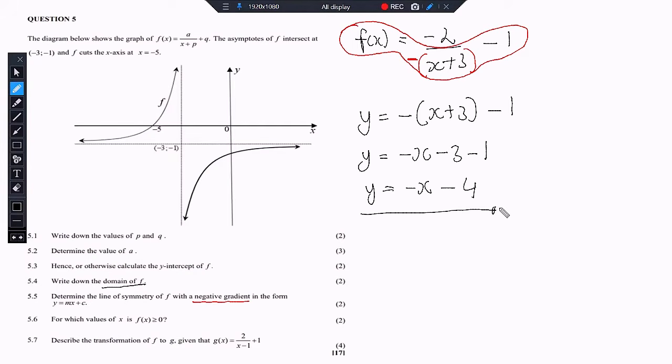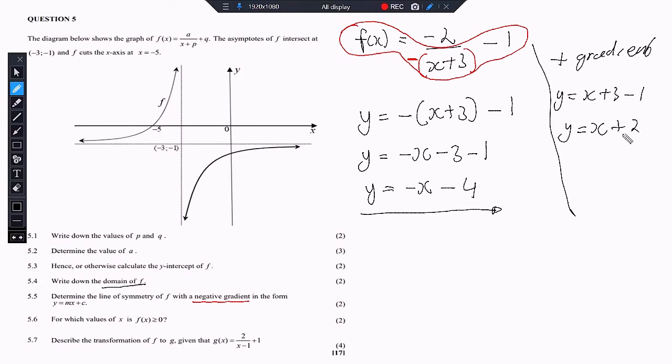And there you go. This is the equation of the axis of symmetry, or the line of symmetry, with the negative gradient. So that's how you were supposed to do it. Now, mind you, if they had said with a positive gradient, then I would simply write all of this the way it is. I wouldn't have put a negative here. I would just say y equals x plus 3 minus 1, and then this would become x plus 2, because 3 minus 1 is 2.